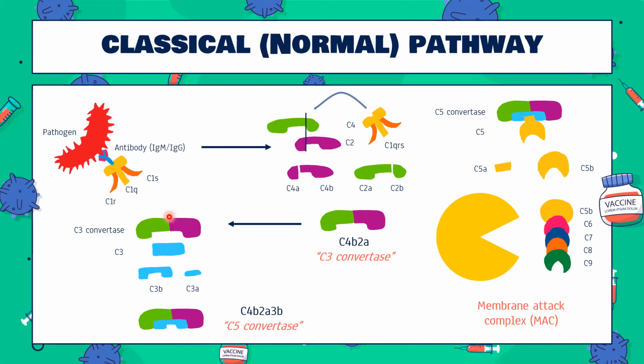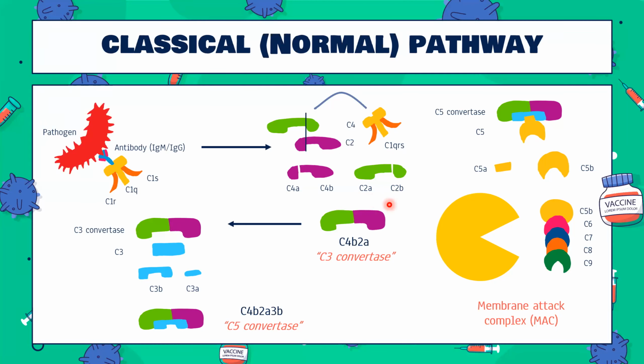So looking at the full picture again, we're going to have a pathogen that's going to get bound to by an antibody that's either IgM or IgG. The Fc region of that antibody will get bound to by C1q, which will lead to the phosphorylation of C1r and C1s, giving us the C1QRS complex. The C1QRS complex is going to cleave C4 and C2 into their smaller and larger subunits. C4a is going to be the smaller one, C4b is going to be the larger one. C2a, however, does not follow this convention, so it is going to be the larger one, and C2b is going to be the smaller one.